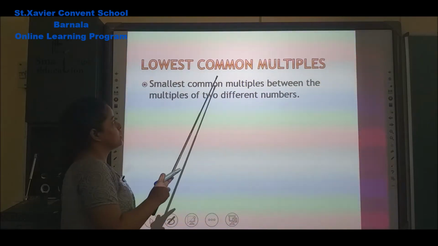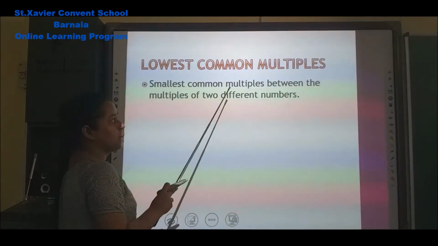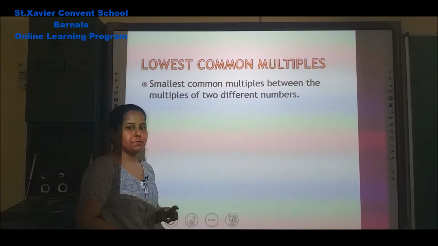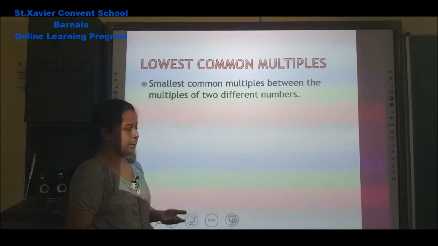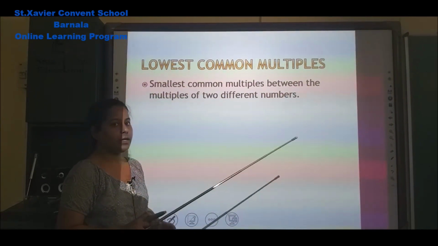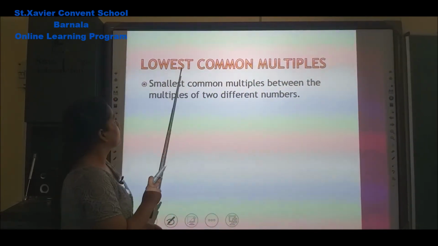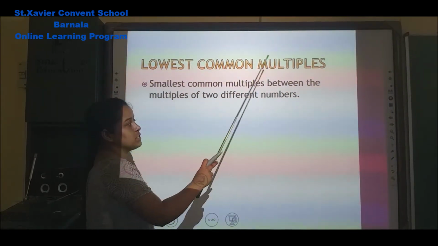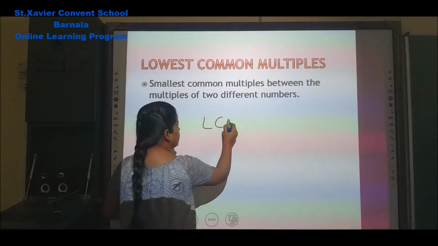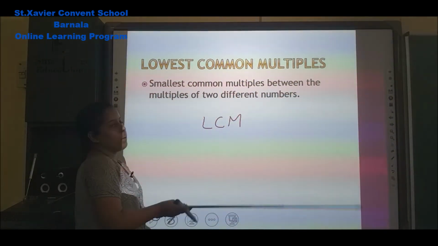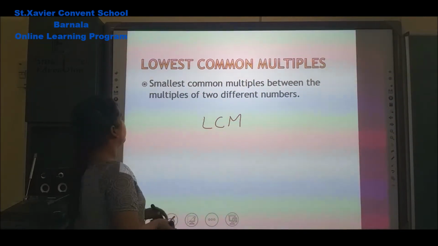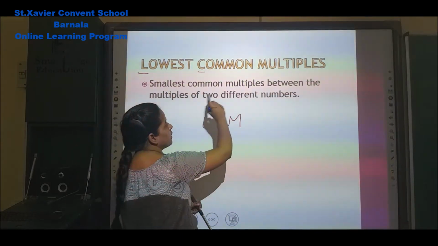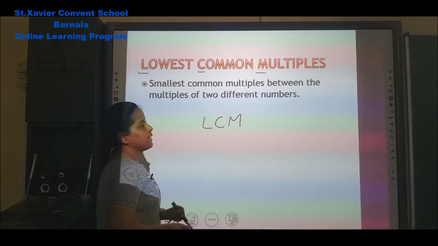So the next is lowest common multiple. It is the smallest common multiple between the multiples of two different numbers. We have two different numbers and both have different multiples, and the number which is common between both is the lowest common multiple. The lowest common multiple is also called LCM. The first letter is L, the first letter of lowest, C of common and M of multiple. It makes LCM.